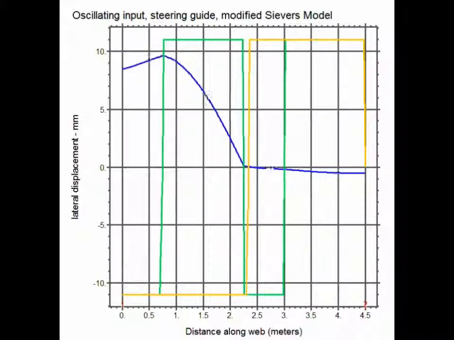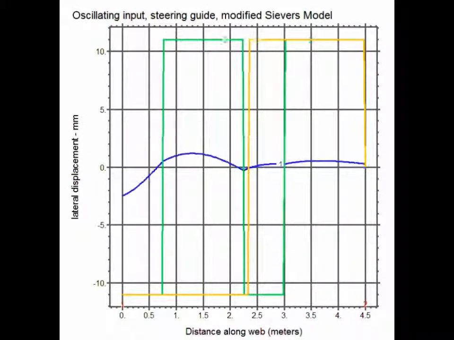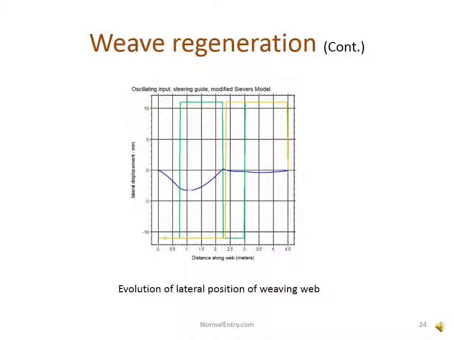Here we see the weaving oscillation of 1 centimeter amplitude entering the pre-entry span on the left. And you see what's happening. The web's pivoting about the sensor guide point and changing the angle downstream.